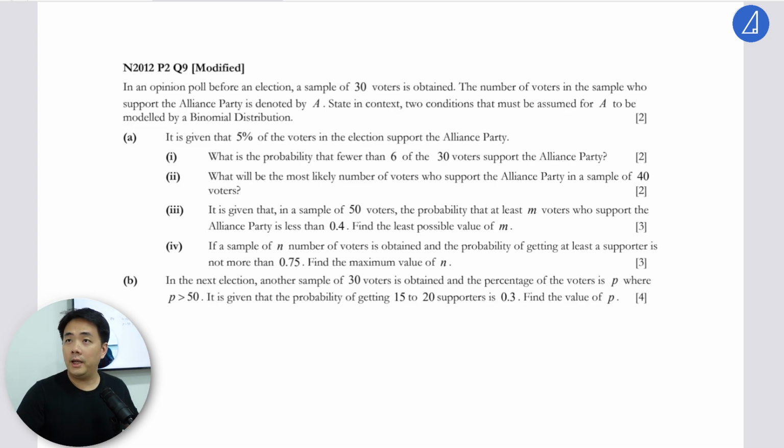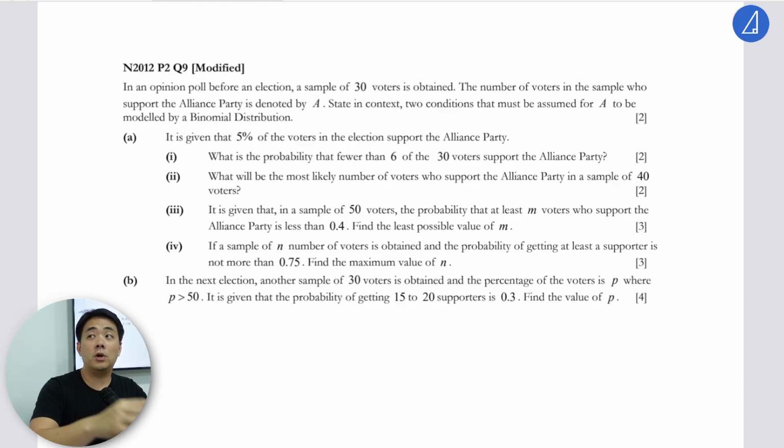In an opinion poll before an election, a sample of 30 voters is obtained. The number of voters in the sample who support the Alliance Party is denoted by A. State in context two conditions that must be assumed for A to be modeled by a binomial distribution. What is the first one?